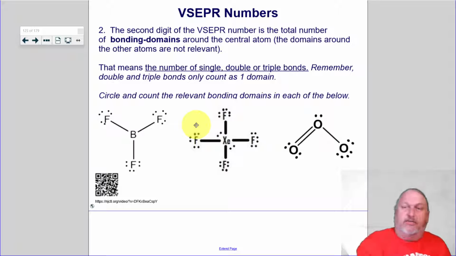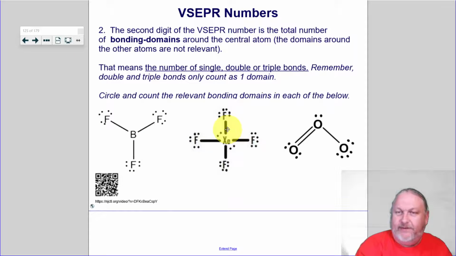Okay, so the number of single, double, or triple bonds, we count them as one. So the second number is just the number of bonds around the central atom. So looking here, this would be a 1, 2, 3. All right, the first number was a 3. The second number will also be a 3. That means there's 3 bonded pair around that central atom of boron.